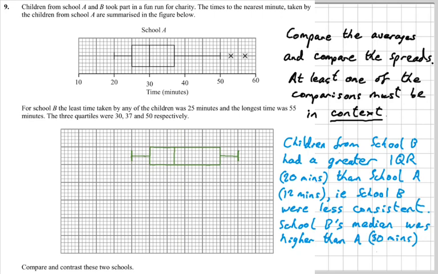School B's median was higher than school A's median. Meaning what? Meaning school B was slower on average.